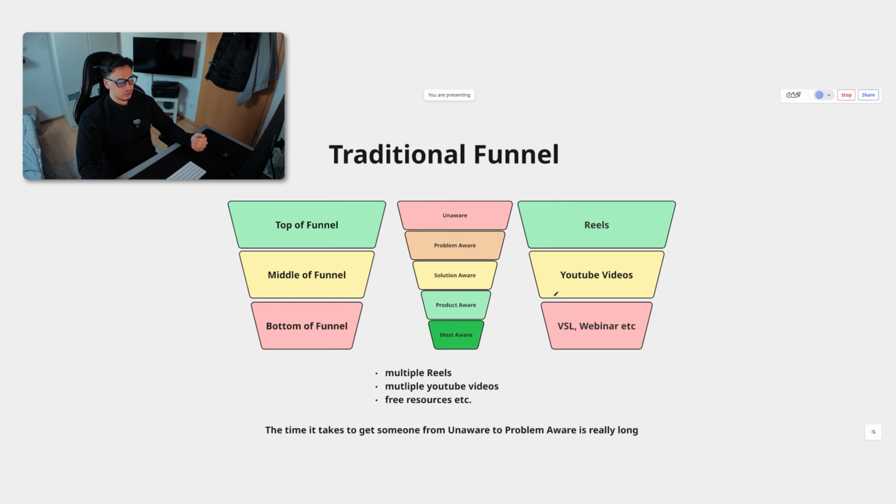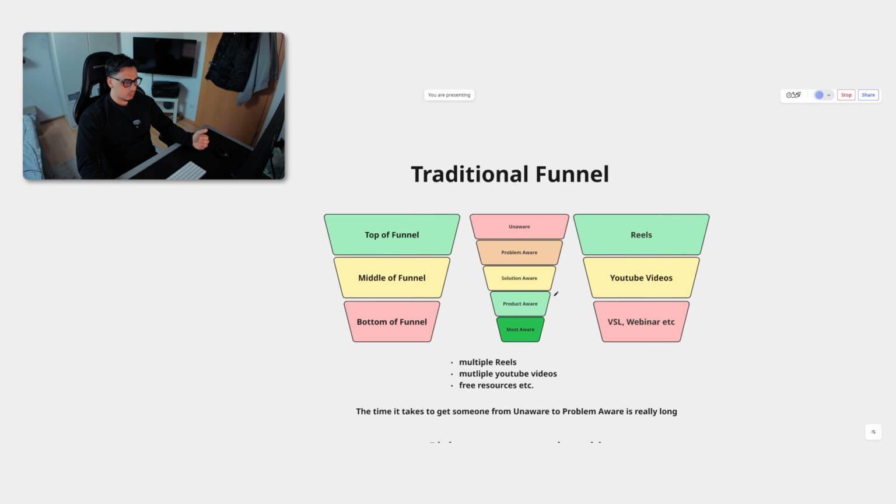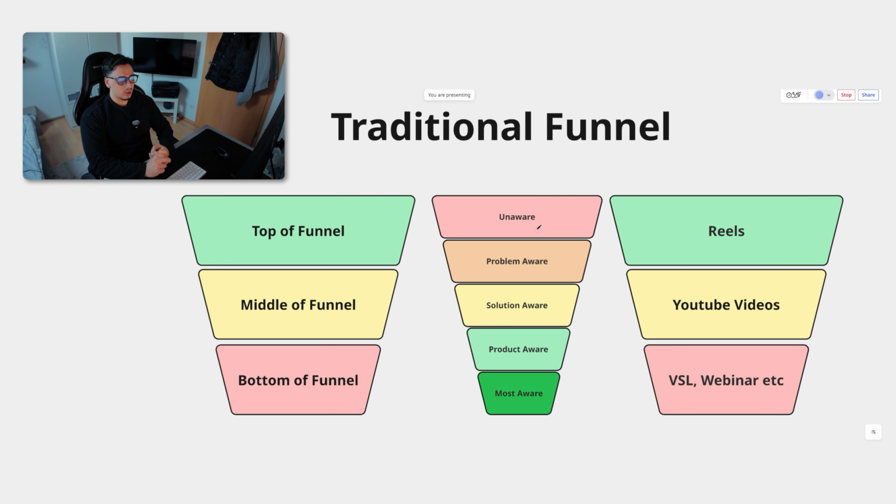First, we need to understand how the traditional funnel works. I think everyone knows what top of funnel, middle of funnel, and bottom of funnel are. Top of funnel is to get awareness, middle of funnel is to nurture them, and the bottom of funnel is to convert them. But we can make it even deeper. So top of funnel content is for people who are unaware or problem aware, right? Middle of funnel content, we want to make them solution aware, and then product aware, and then with our bottom of funnel content, we want to make them most aware.